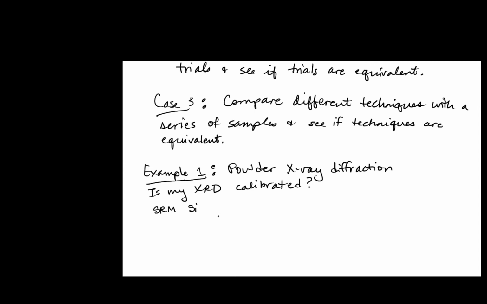And the one that we did was a silicon sample. It was a very fine powder, and it is certified by NIST, the National Institute of Standards and Technology, to have a lattice size that is equal to 5.431179, I just looked it up, plus or minus 0.000008 angstroms.